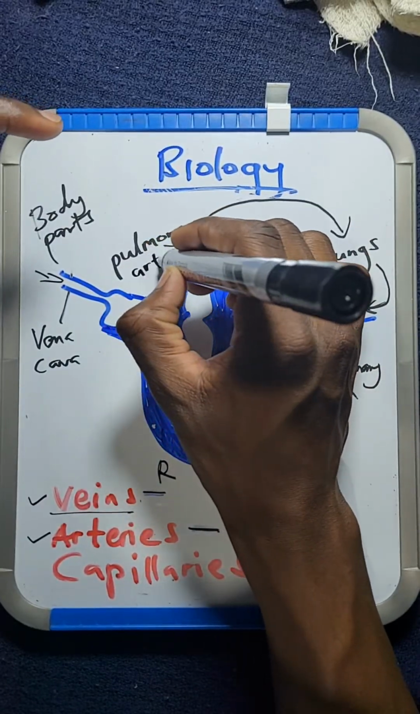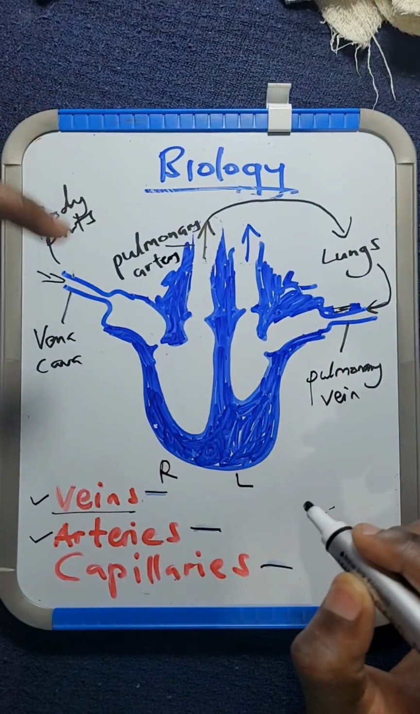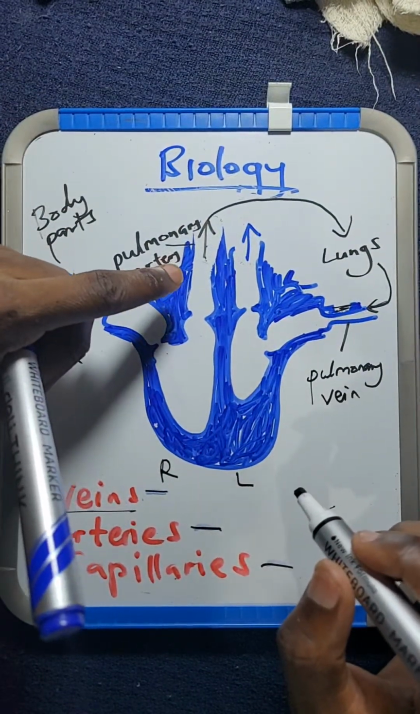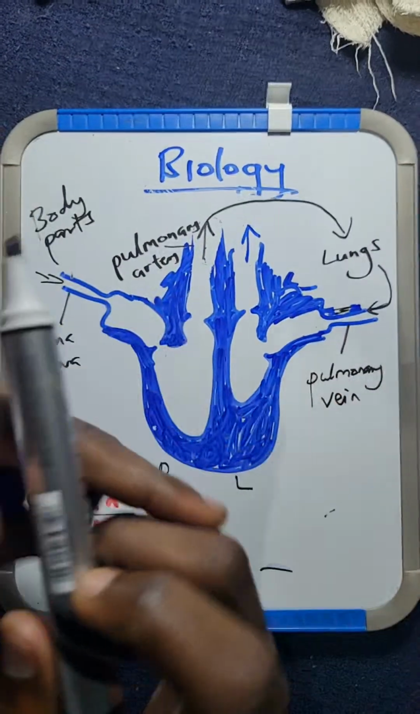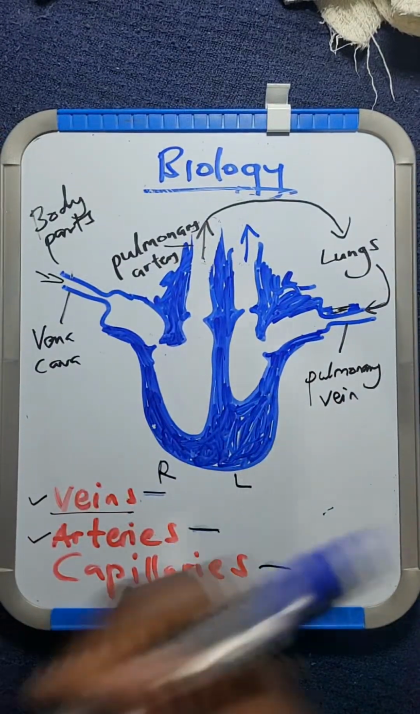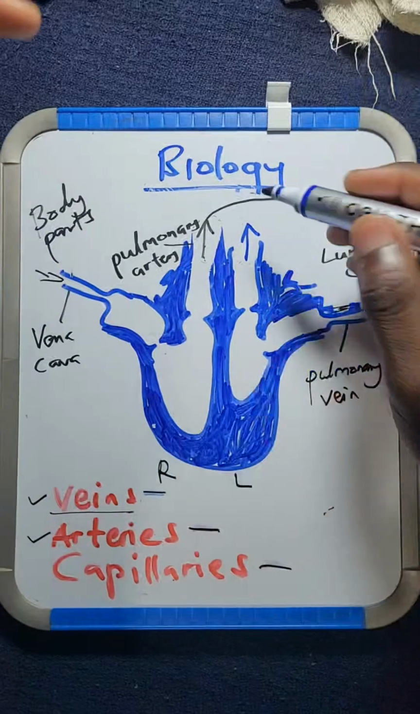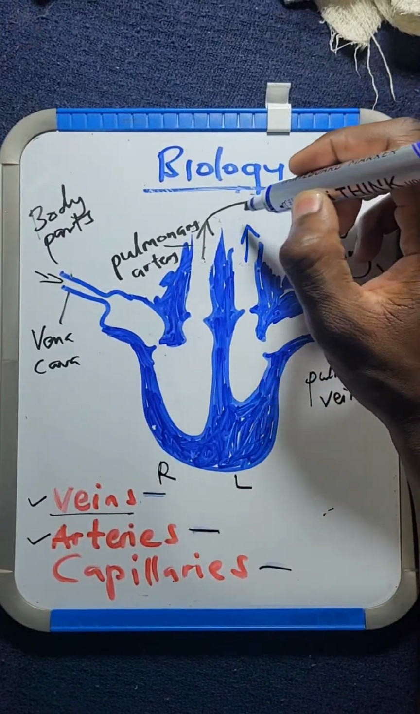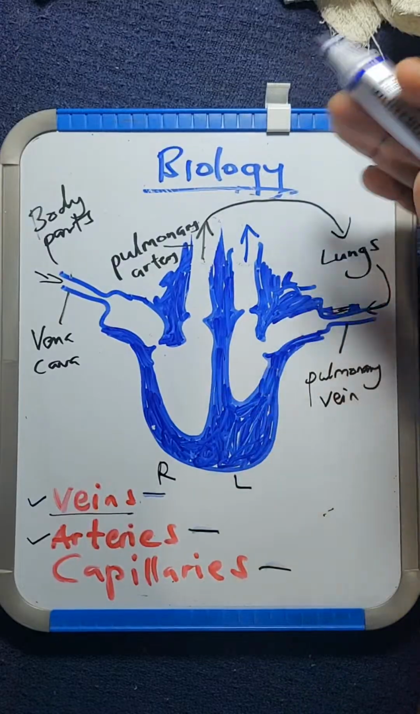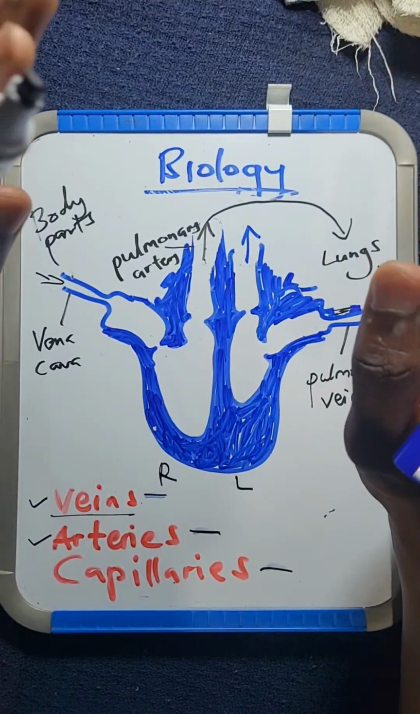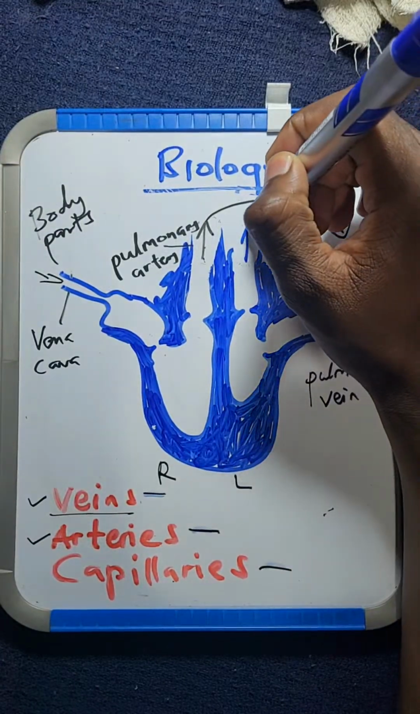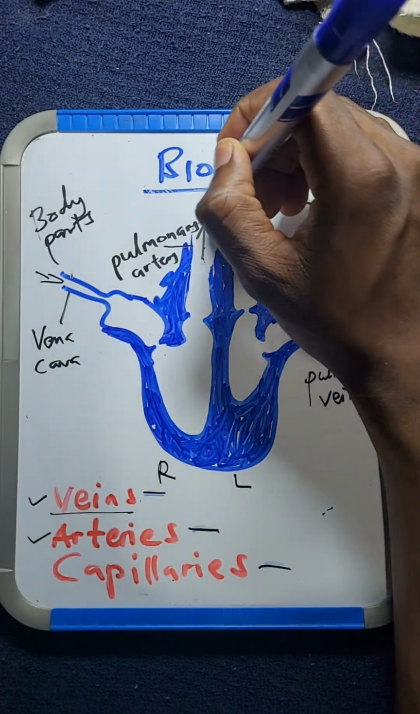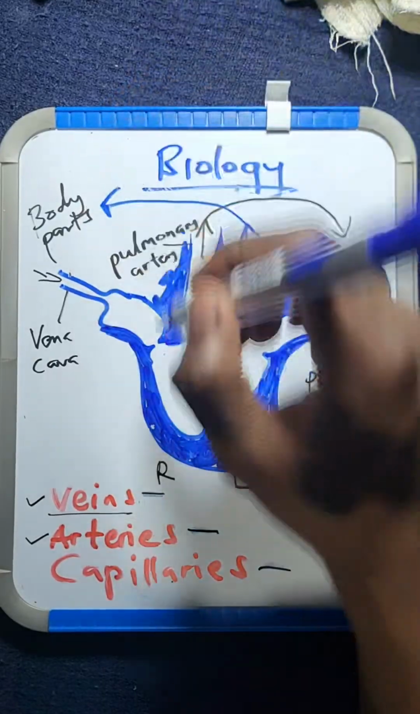Pulmonary artery. It is the one responsible for transporting blood away from the heart, taking it to the lungs. And then this other artery, which is on the left side, transports blood away from the heart, because remember, arteries transport blood away from the heart. So this artery transports blood away from the heart, taking it to all body parts.